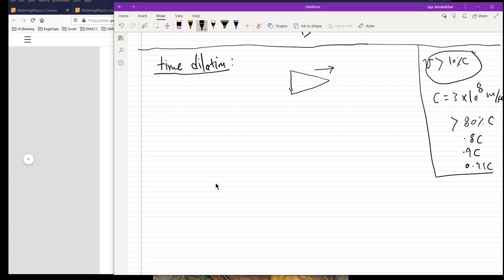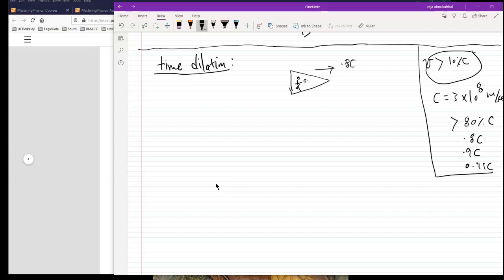Okay, so let's say there's a spaceship, and let's say you are in this spaceship, and you have a watch in your hand, and you're going at some relativistic speed, whatever speed you want. Let's say 0.8c, and you look at your clock, and it's ticking normally. It's ticking just as if you're on the ground.